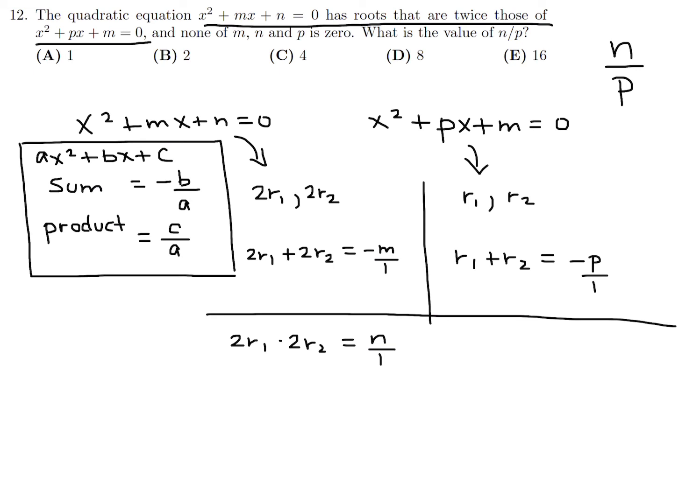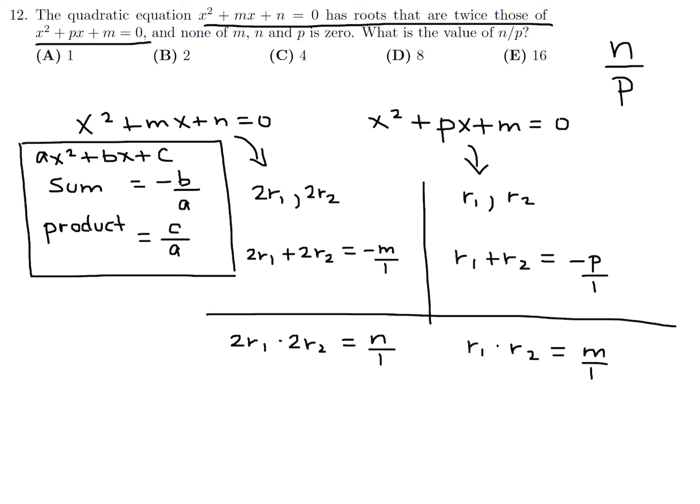And on this side, if you use the same thing, r1 times r2, our C over A here is going to be just m over 1, I guess. All right, there you go. We've got our relationships, and now we can proceed with trying to find n over p. So let's see, what can we do here?